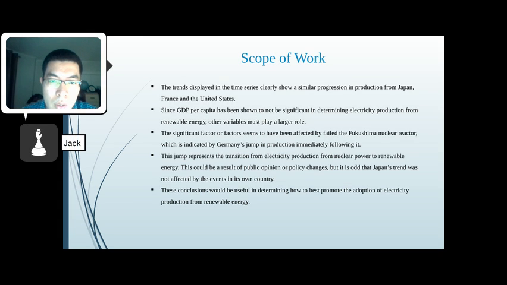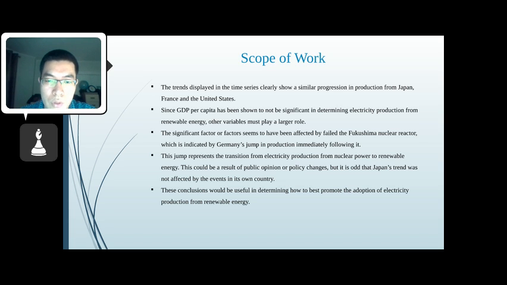So finally, we can see from the trends displayed in the time series a similar progression in the three countries except Germany that we studied. And GDP per capita is not very significant in determining our renewable energy production.